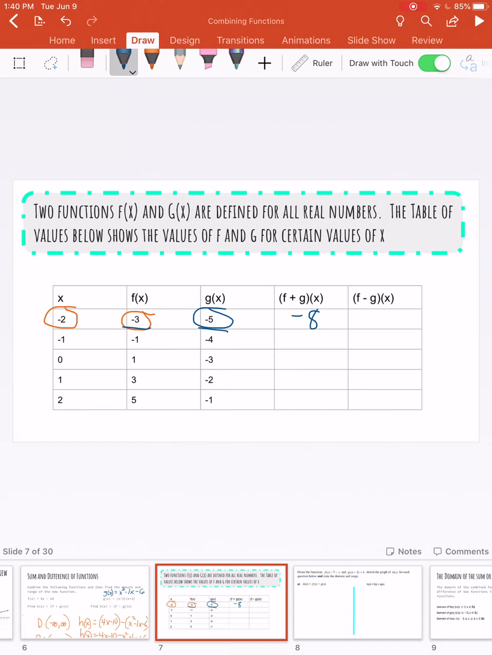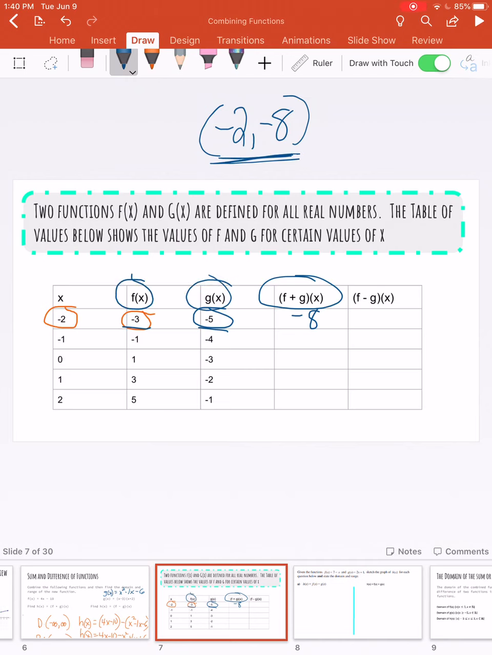So what this means in terms of my graph is on my graph of f plus g at x, when x is negative 2, y would be negative 8. So this would be my ordered pair of my new graph. So what I'm doing is taking these two graphs and combining them to form a new graph. And then you would just continue on. So for the next one, you'd add negative 1 and negative 4, and you'd end up with negative 5. So your new graph would have an ordered pair of negative 1 and negative 5.